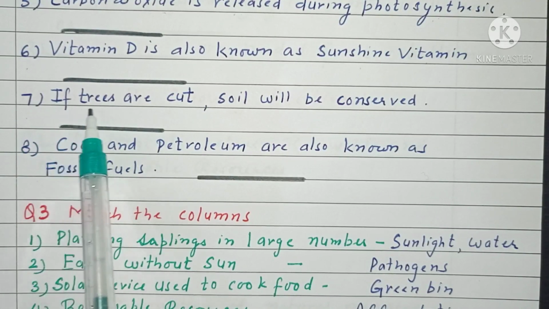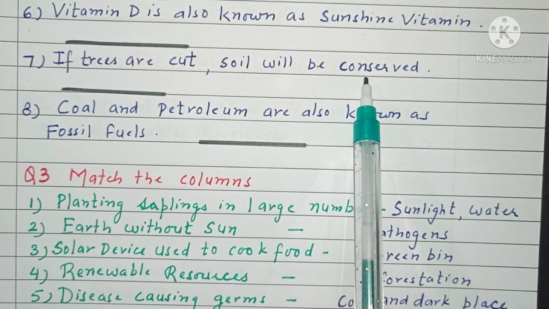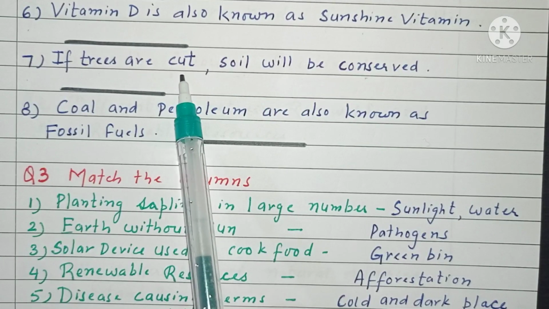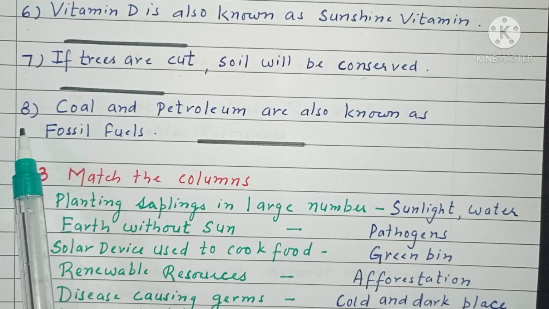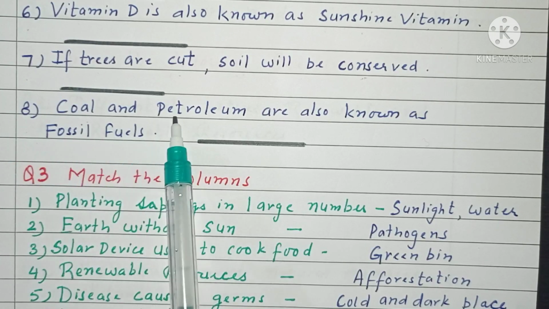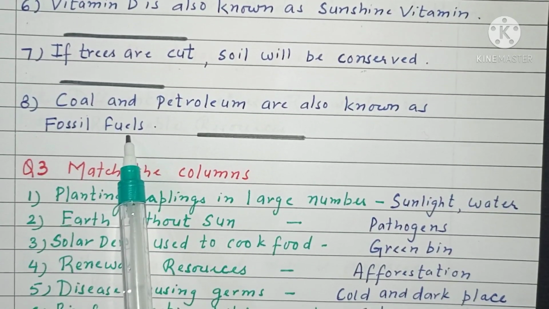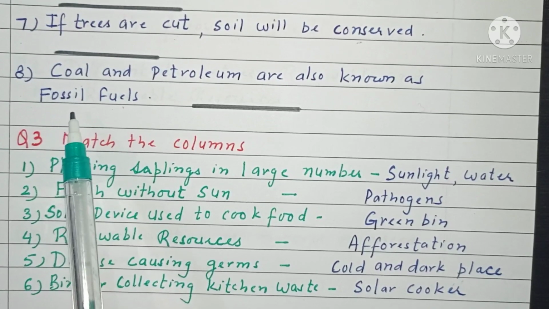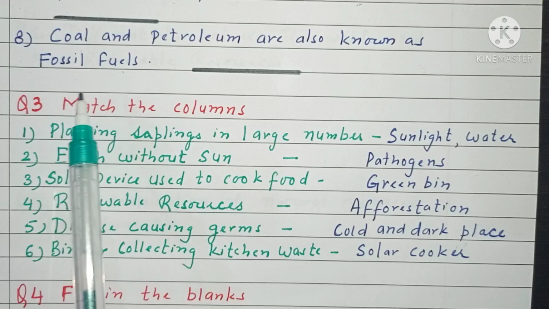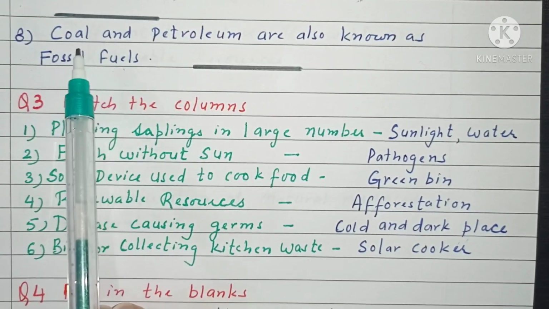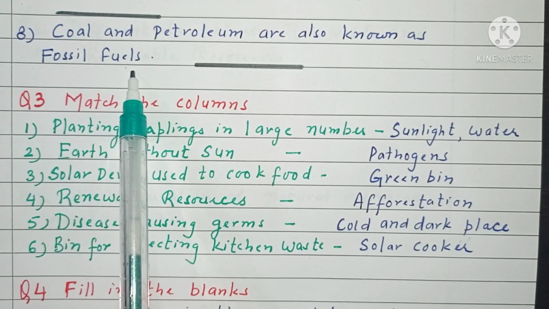Number 7, if trees are cut, soil will be conserved. Conserved means saved. If trees are cut, will the soil be conserved? Think and write. And part 8 is coal and petroleum are also known as fossil fuels. That is, these are formed by the decomposition of dead and organic matter buried under the earth for millions of years. That is why coal and petroleum are termed as fossil fuels.